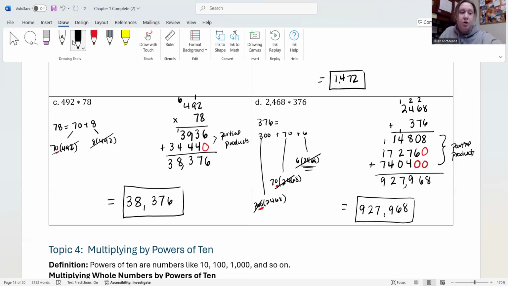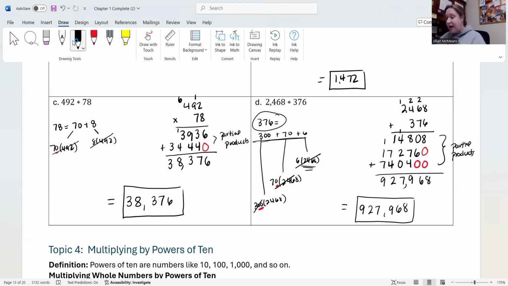It would take forever. Who wants to take 376 and multiply it by itself 2,468 times? Nobody. But this process of multiplication, not so bad. Okay, so just know the heart and soul of what you're doing is you're taking that second number, you're thinking of it in expanded form. Each portion of the expanded form is getting multiplied by the first number. We just have a shorthand way of doing it, okay? So that's what this whole long multiplication process is, just shorthand, okay?